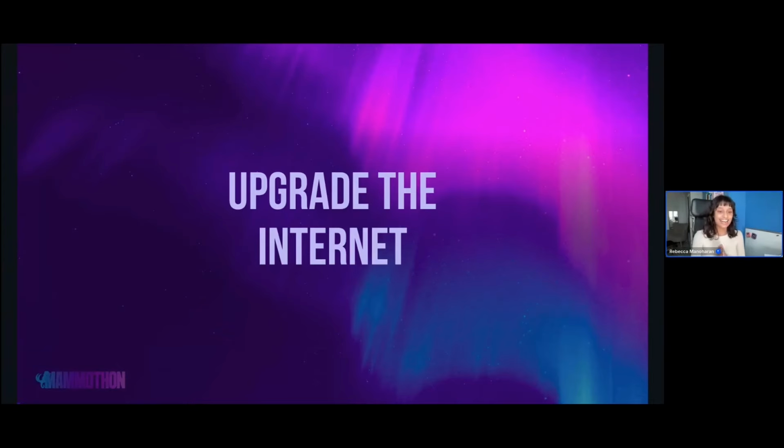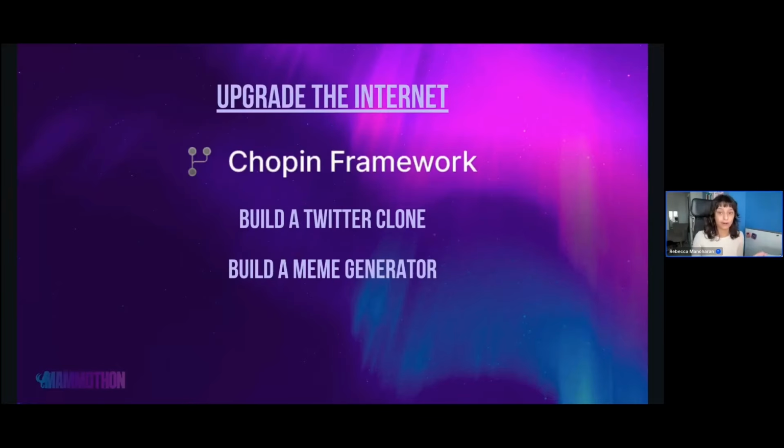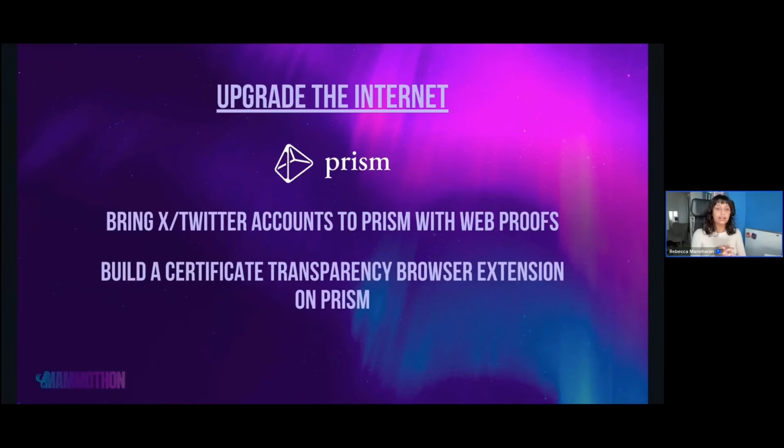So our final category is upgrading the internet, and we have 2 idea partners in this category, starting with the Chopin framework that allows you to integrate Web3 security into Web2 user experience, and they want you to build a Twitter clone or a meme generator. And then lastly, we have Prism, which is a base rollup on the Celestia blockchain designed to address security challenges in end-to-end encryption, messaging, and browsing by enabling key transparency. And they want you to either bring Twitter accounts to Prism with web proofs or build a certificate transparency browser extension on Prism. So that is the list of ideas as they are currently.